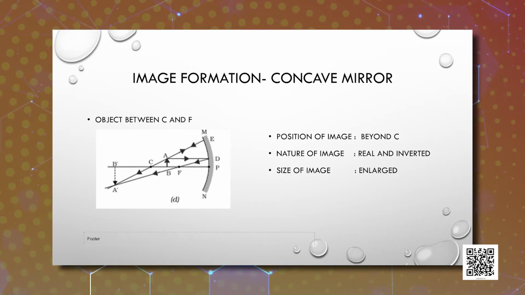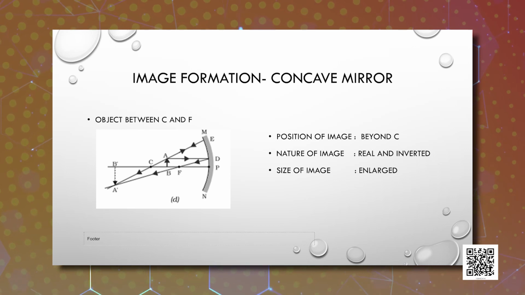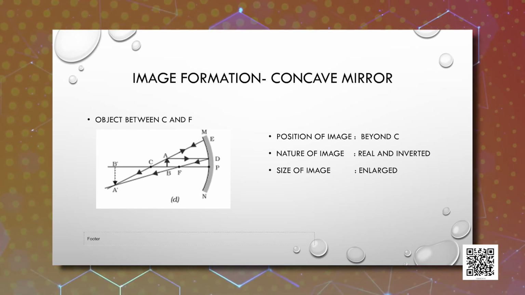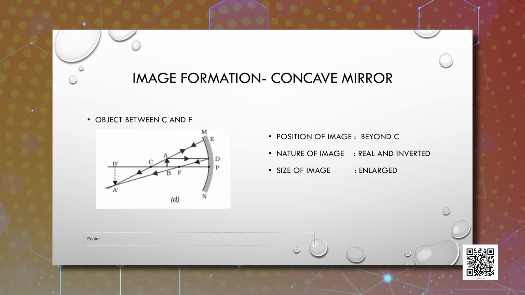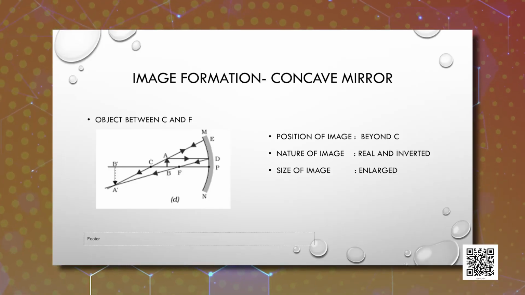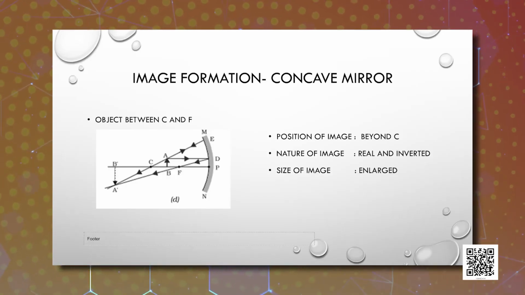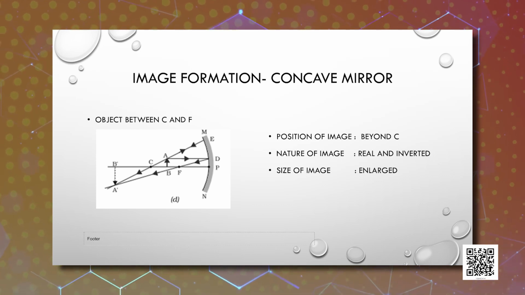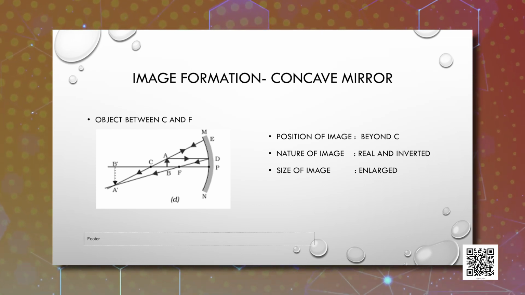image. Now moving to our next case, wherein the object is placed at C. Here we will consider two rays starting from the object. The first one, which is parallel to the principal axis, will pass through the focus after reflection from the mirror. Another ray, which passes through the focus of the mirror, after reflection will become parallel to the principal axis. Both these rays will meet at the center of curvature, forming a real, inverted and same sized image.